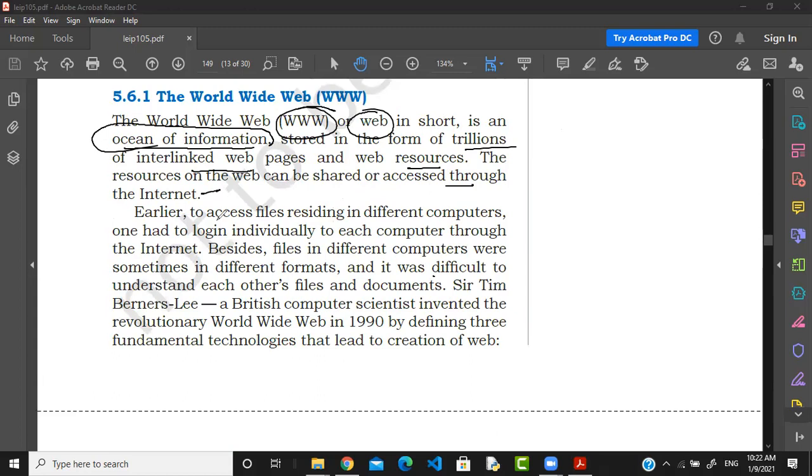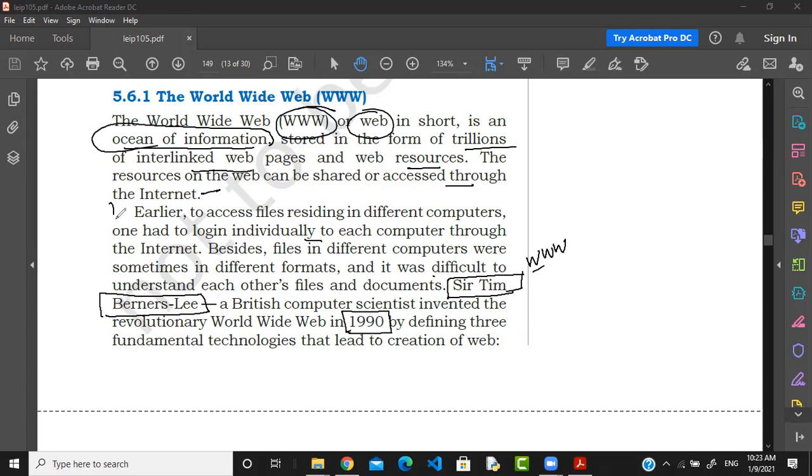What happened earlier? Earlier, to access files residing on different computers, one had to log in individually to each computer through the internet. Besides, files on different computers were sometimes in different formats, and it was difficult to understand each other's files and documents. Who is the founder of the concept? Sir Tim Berners-Lee, a British computer scientist, invented the revolutionary World Wide Web in 1990, by defining three fundamental technologies that led to the creation of the web.